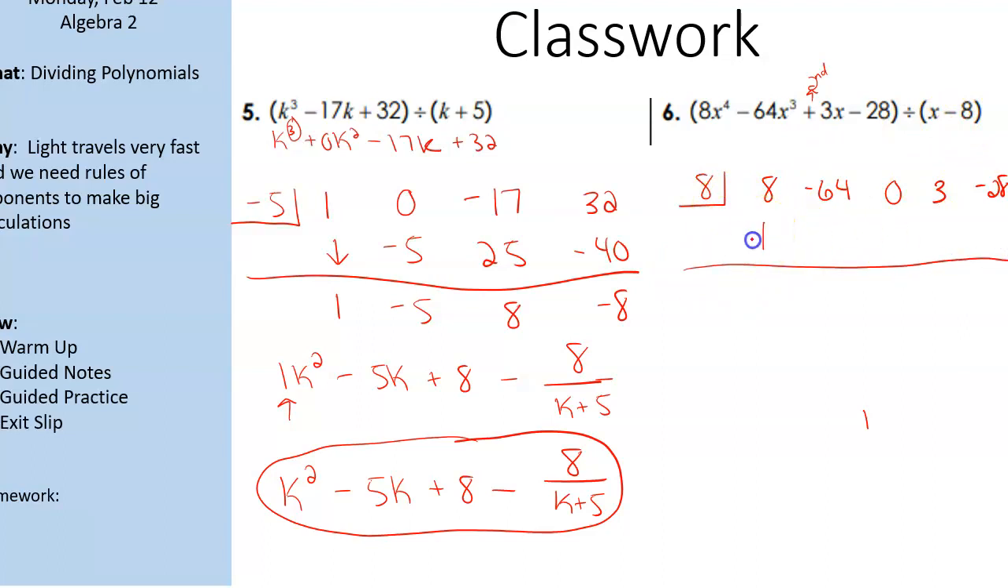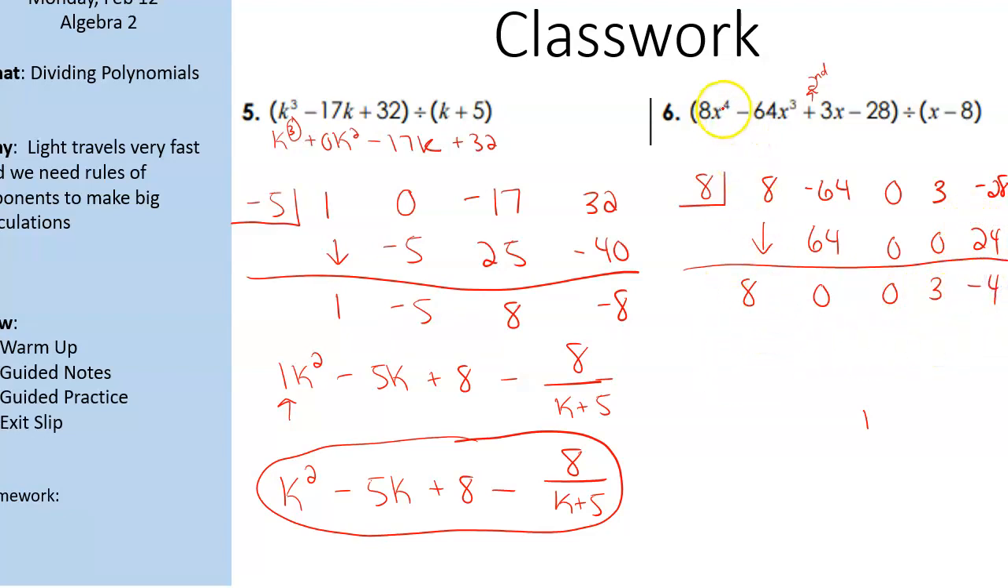Okay, drop down the 8. 8 times 8 is 64. 64 minus 64 is 0. 0 times 8 is 0, 0 plus 0 is 0, 0 times 8 again, 0, 0 plus 3 is 3, and then 3 times 8 gives me 24, and negative 28 plus 24 is negative 4.